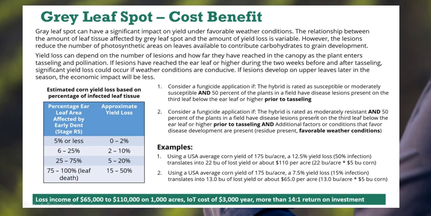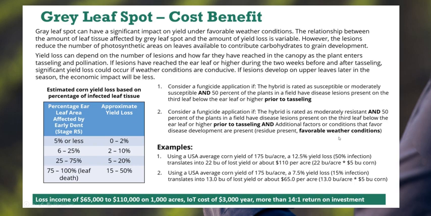Two, the same thing is rated moderately poor or moderately resistant, and 50% of the plants in the field have disease lesions present in the third leaf below the ear leaf prior to tasseling, and the conditions going forward don't look that good as well, in that the weather is unfavorable.